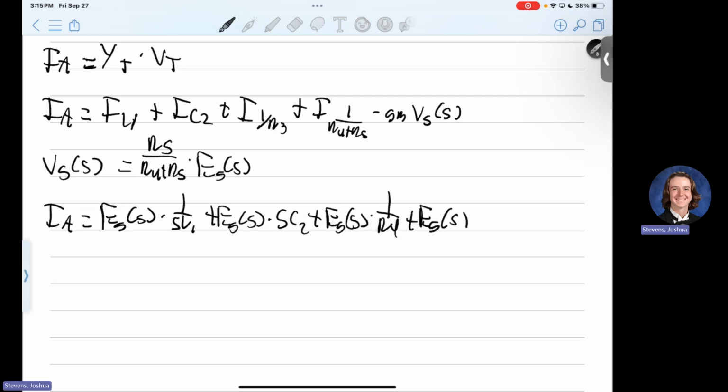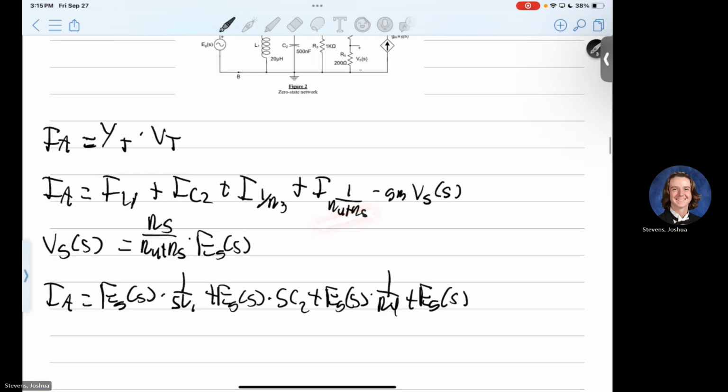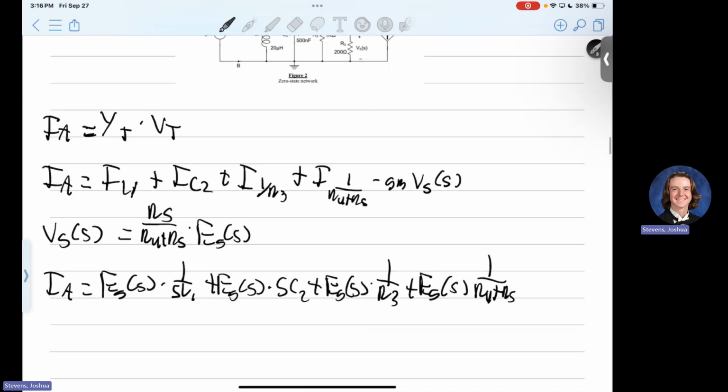Now we need the current here. E_G(s) times 1 over, oh, that shouldn't say R4. That should say R3 plus R4 plus R5, because when we find the total conductance in that branch, it's R4 plus R5 to find the total impedance, and flip it for admittance. You agree with that? Okay. And then the last one, wrong sign. Minus E_G(s) times R5 over R4 plus R5.